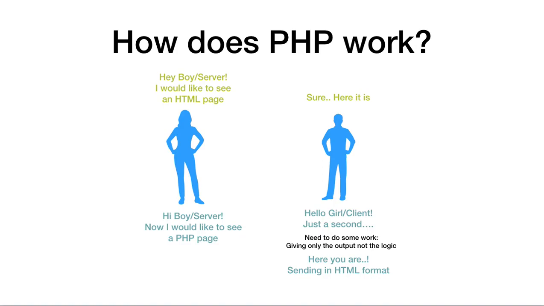But if your browser or client requests a PHP page, then the server won't blindly give the entire code. First it will process the PHP code and it will create an HTML page out of that. It means it will just convert the output of the PHP file into HTML, and then it will display on the browser so that you can hide your code. So this is how PHP is very secure. We can just display our output, so we don't have to show them the logic, we will just give them the output.